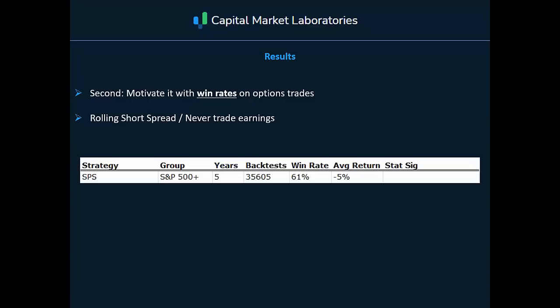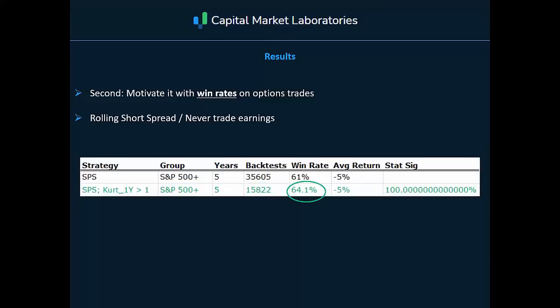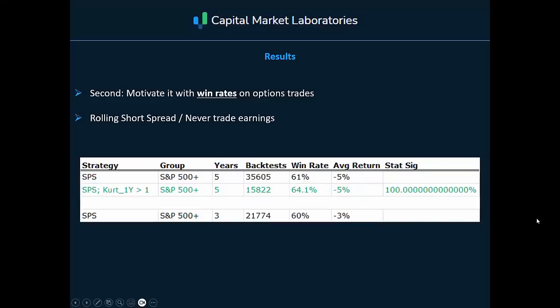So next thing I did, I said, hey, what if we just took the one-year kurtosis and said it was greater than 1? Our win rates went from 61% to 64%, but this is over almost 16,000 trades. There's no such thing as 100% statistical significance. Excel doesn't have enough decimals to show the 99.9. But again, a bad option strategy is still a bad option strategy. Okay. Don't worry, there's a point to this.